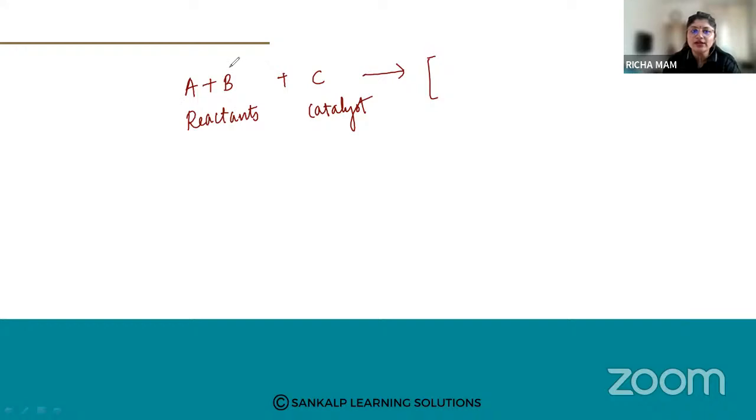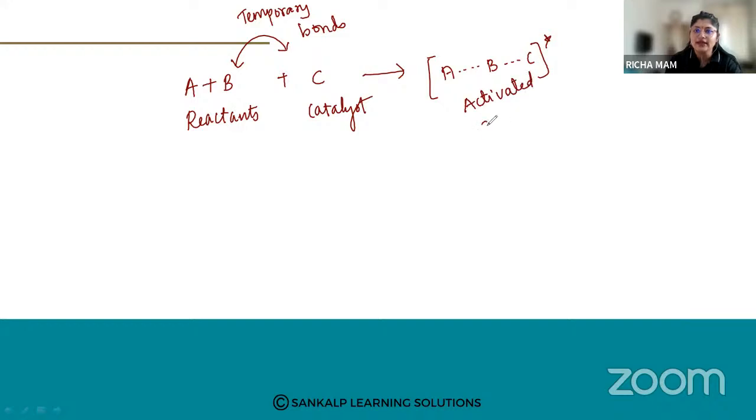What will it do? They will react. It will undergo a chemical reaction and form temporary bonds with the reactants, and it will result in the formation of what? It will result in the formation of an intermediate complex. And this intermediate complex is also called the activated complex. And this is unstable.